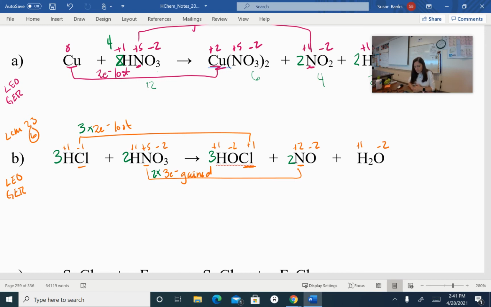So now I need to look at my hydrogens. So my hydrogens on my reactant side, I've got 3 plus 2, that gives me 5. And here I have 3 plus 2, that also gives me 5. Okay, so if I've done everything correctly, my oxygen should balance. So 2 times 3 will give me 6 oxygens here. I've got 3 here, plus 2 more here, plus 1, and that gives me 6 for my oxygens. Okay, so we're balanced.